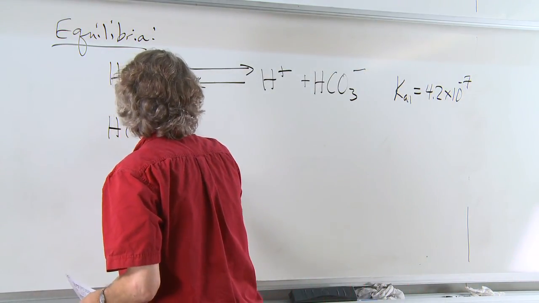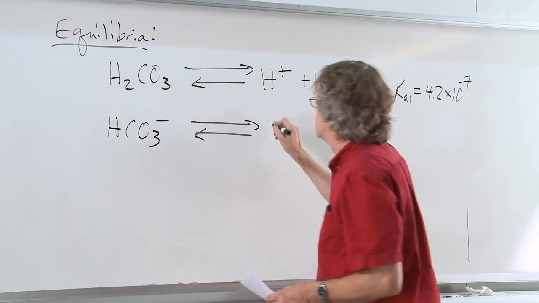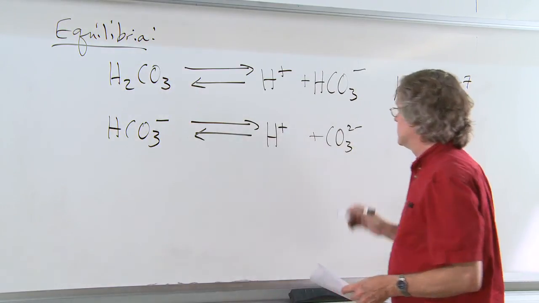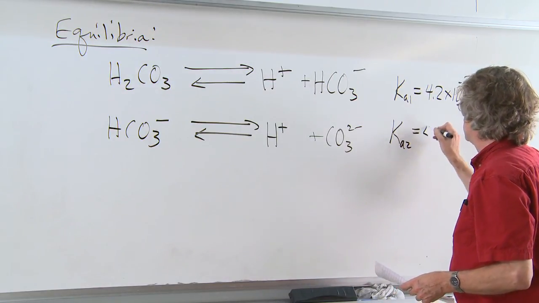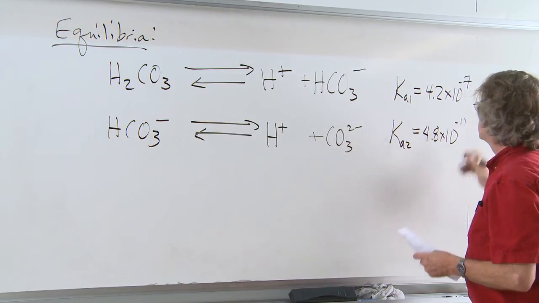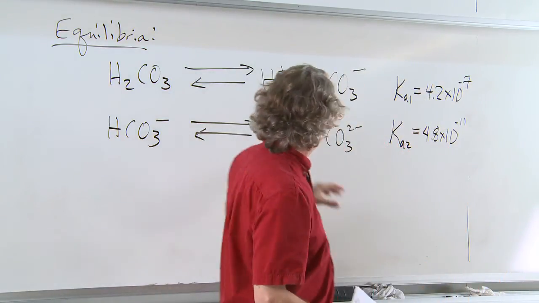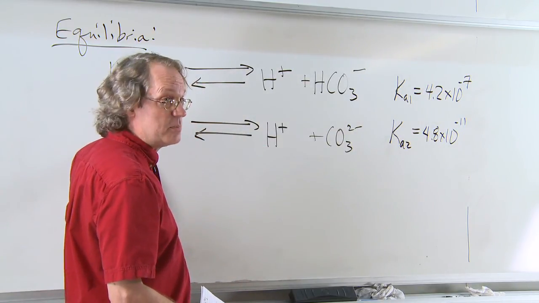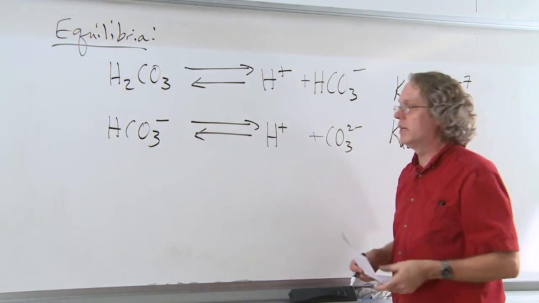Once that first proton comes off, the HCO3 minus that's formed can dissociate further to make more H plus and CO3 2 minus, carbonate ions. There's a second ionization constant for this second proton, which is 4.8 times 10 to the minus 11. Notice that Ka2 is much smaller than Ka1, and that's usually the case because pulling the second one off involves removing a positive charge from a negative species, which is going to be even harder than taking that first proton off. For this particular situation, these are dissolved in water.